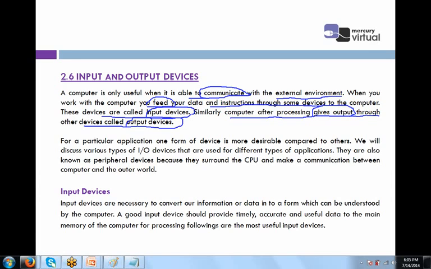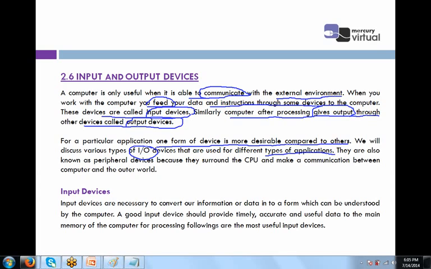For a particular application, one form of device is more desirable compared to another. It means one form of device, whether it may be an input device or output device, is more effective as compared to the others. We will discuss various types of input-output devices. I/O stands for input-output devices that are used for different types of applications.